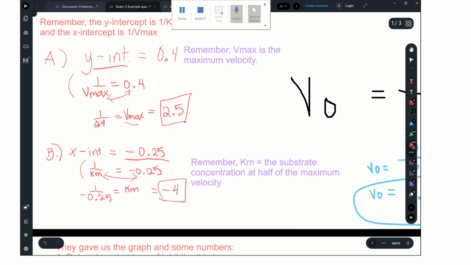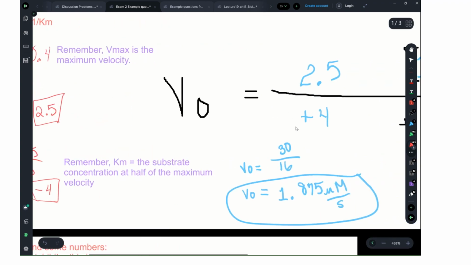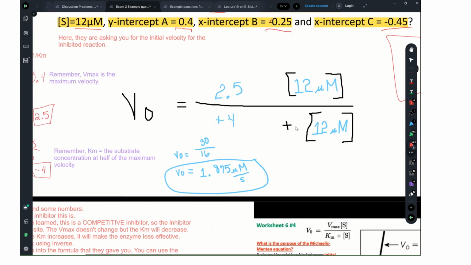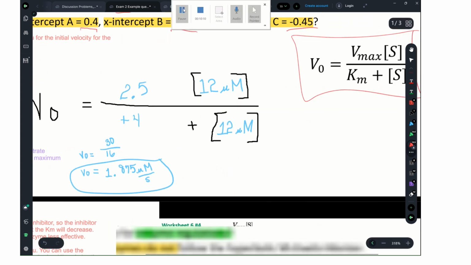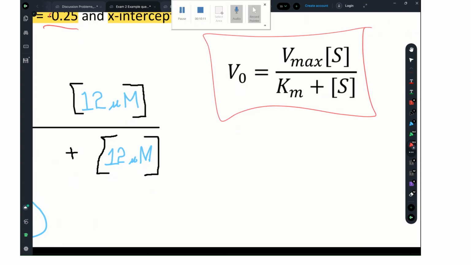Now we can go ahead and insert our values in this formula. So this is the formula we're given. V naught, that's the initial velocity, is equal to V max, which is the maximum velocity, times the substrate concentration, which they gave us, divided by the Km, which we figured out mathematically, plus the substrate concentration again, which they gave us. So now we just plug in.